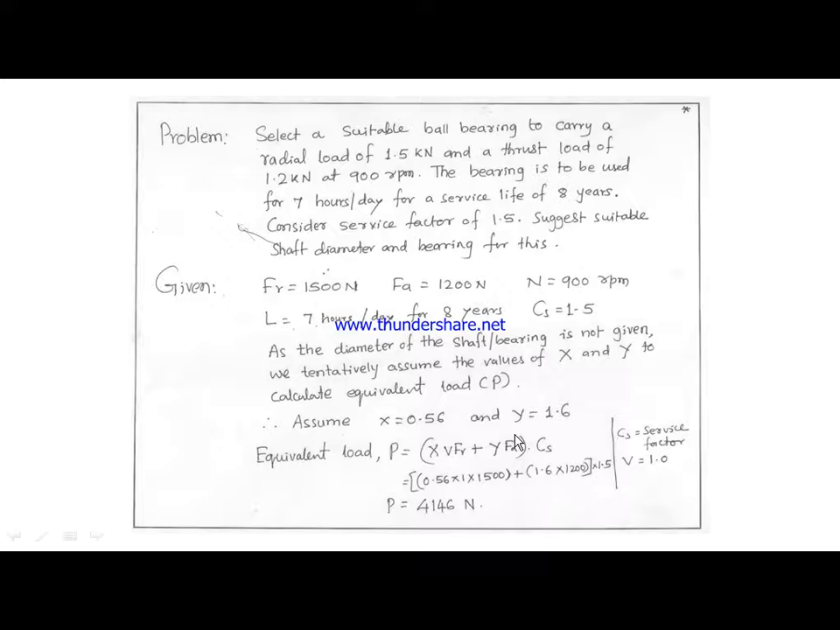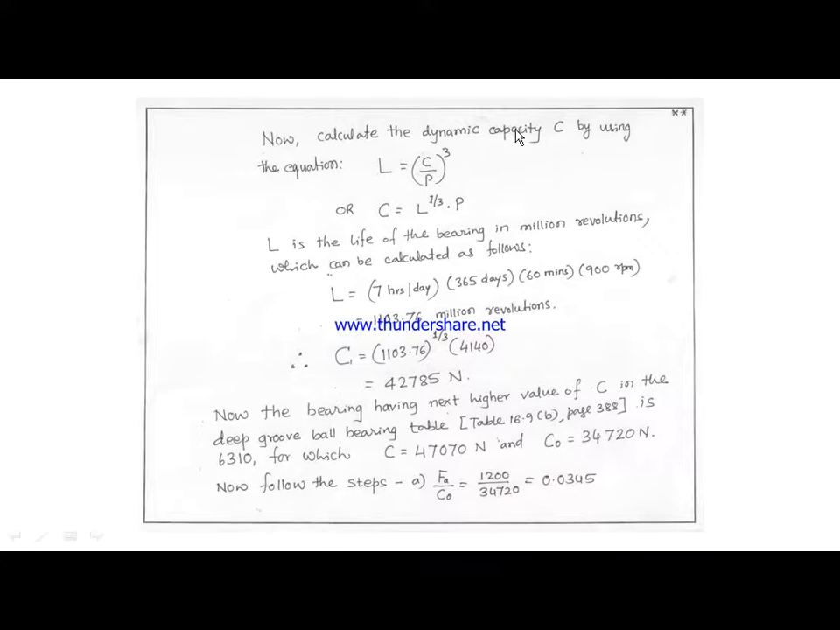Here you have to multiply this entire term by service factor Cs equal to 1.5. Hence the equivalent load is 4146 Newton. Now calculate the dynamic capacity of the bearing by using this equation: L equal to (C by P) raised to 3. So hence C equal to L raised to 1 by 3 into P.